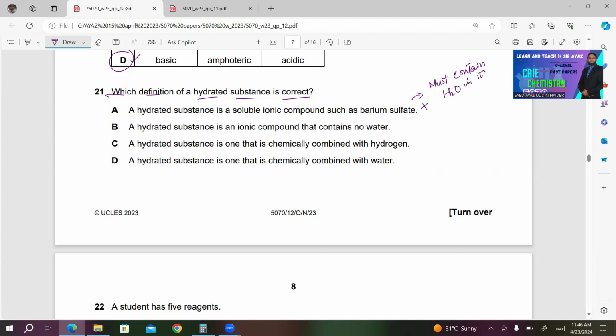B, a hydrated substance is an ionic compound that contains no water. This is also incorrect. A hydrated substance must contain water in it, which means water is attached to the crystalline salt. C, a hydrated substance is one that is chemically combined with hydrogen. This is also incorrect. Only D will be left. This is the correct statement: a hydrated substance is one that is chemically combined with water. For example, copper(II) sulfate pentahydrate, CuSO4.5H2O.